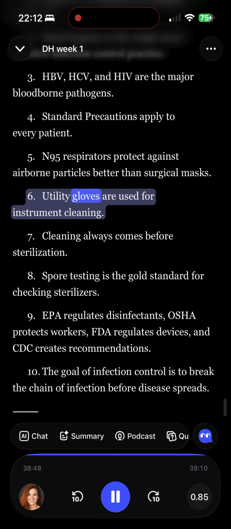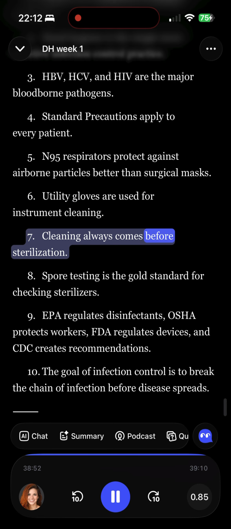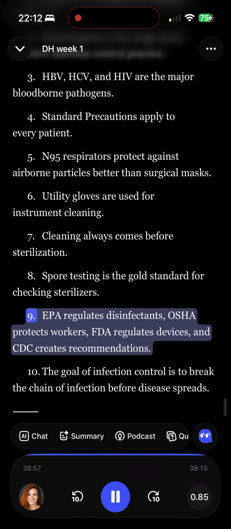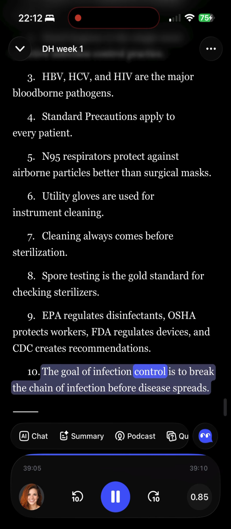6. Utility gloves are used for instrument cleaning. 7. Cleaning always comes before sterilization. 8. Spore testing is the gold standard for checking sterilizers. 9. EPA regulates disinfectants, OSHA protects workers, FDA regulates devices, and CDC creates recommendations. 10. The goal of infection control is to break the chain of infection before disease spreads.